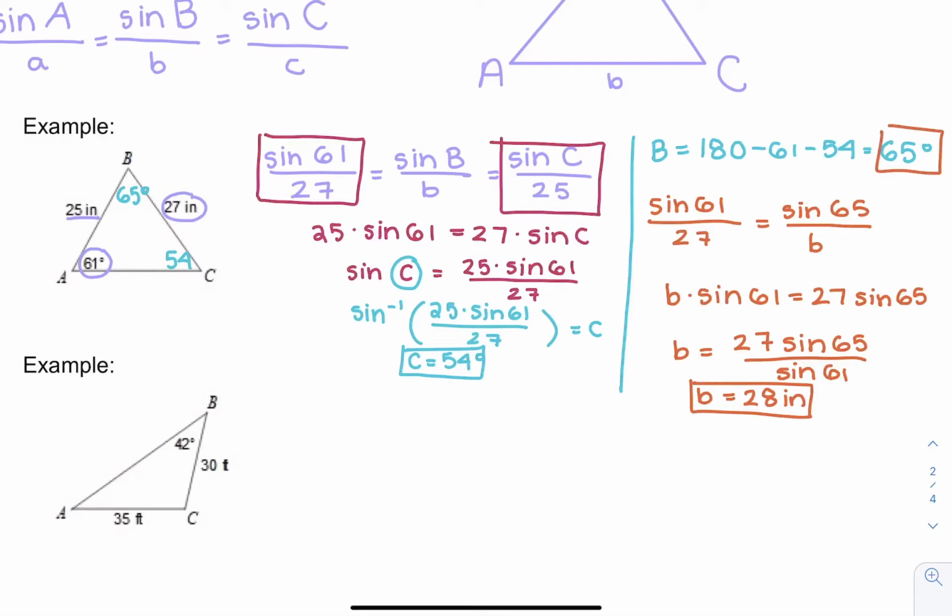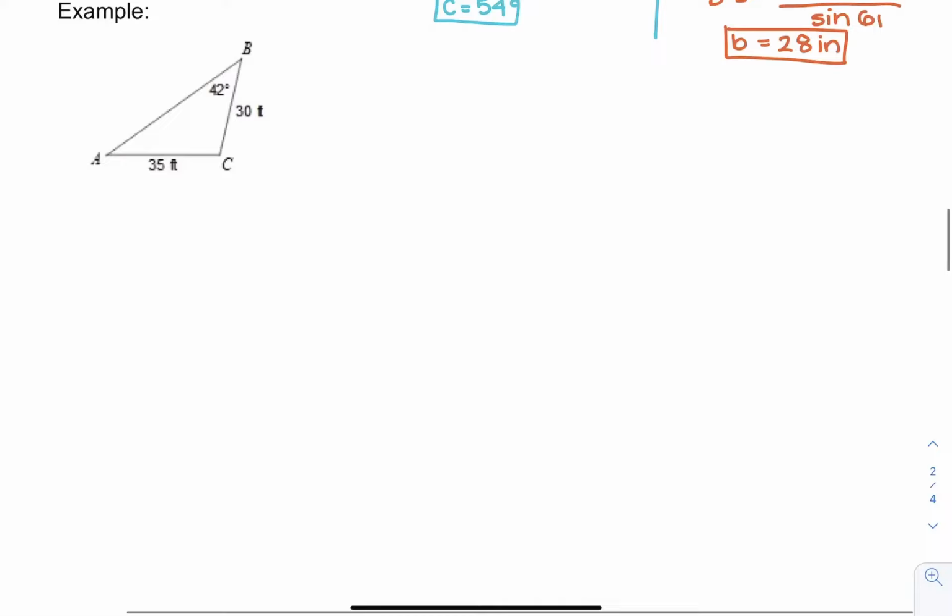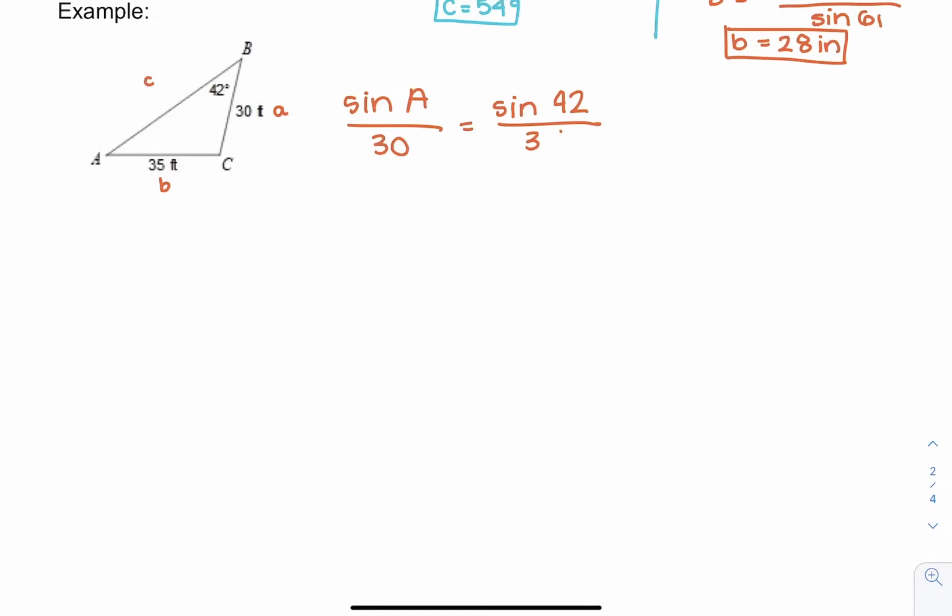So now we have actually found every single side and angle in this triangle. Let's try one more example. So here we are going to write out our ratio. Remember, this is side B, this is side A, and this is side C. So we can write sine of A, which we don't know, over 30 is equal to sine of B, which is 42, over 35, which is equal to sine of C over C.